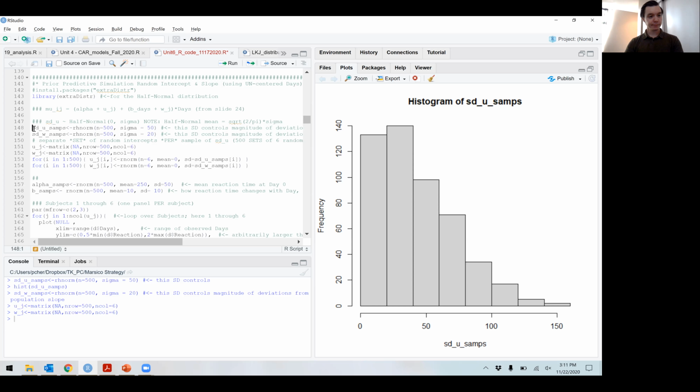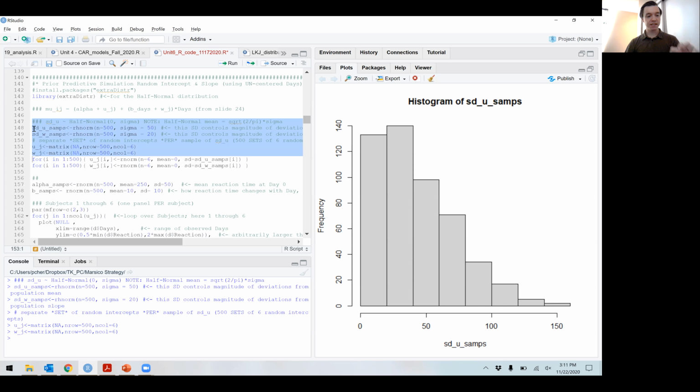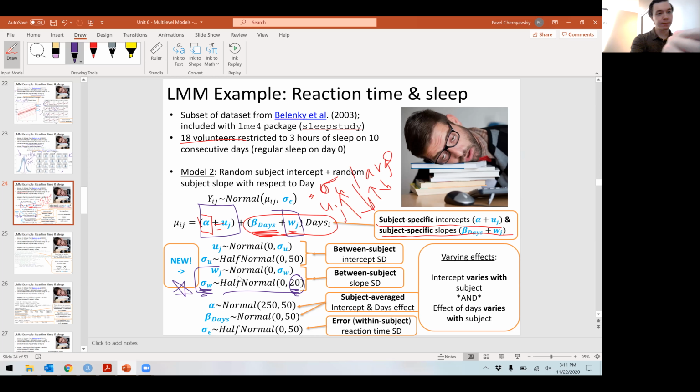So draw my sigma u's, draw my sigma w's, make a receptacle, and now generate my intercepts from a normal distribution, mean 0. This is what's happening. Oops, sorry about that. Right now, we're on this spot right here.